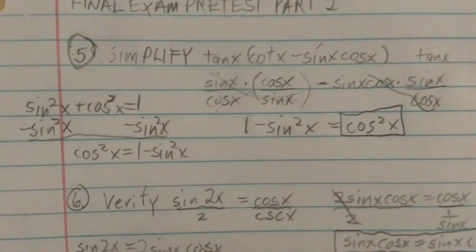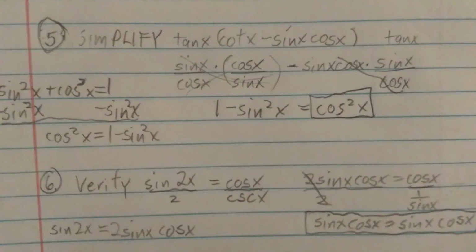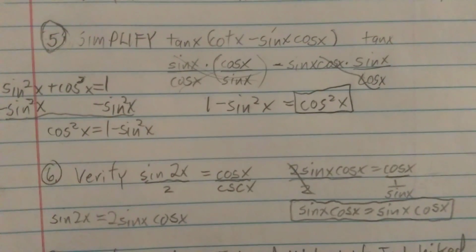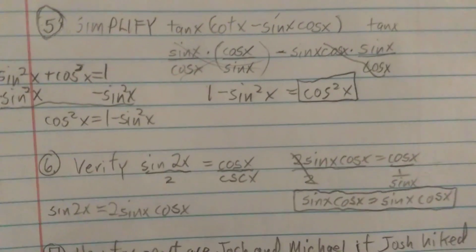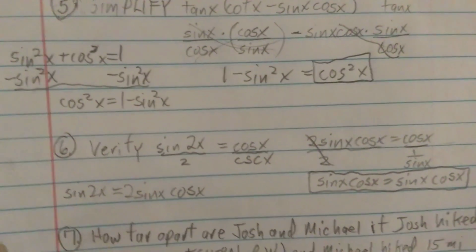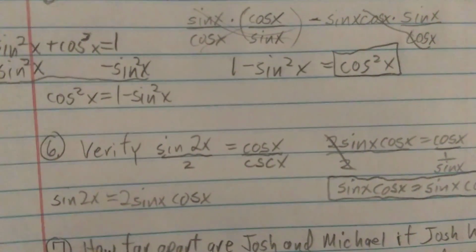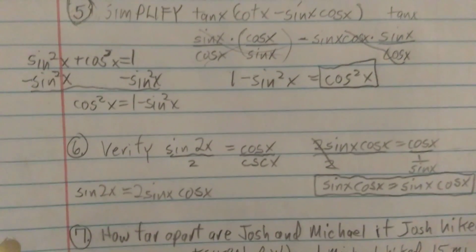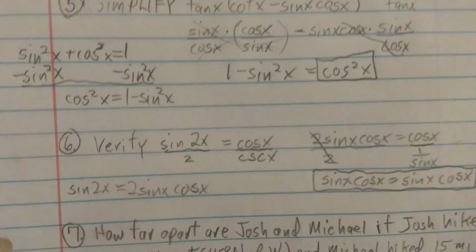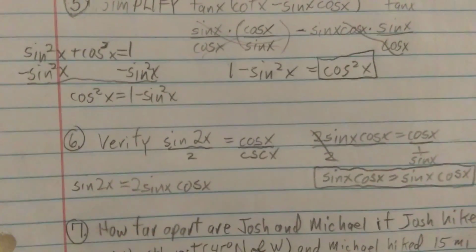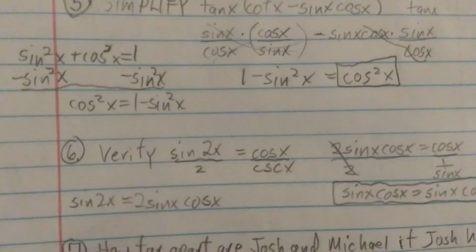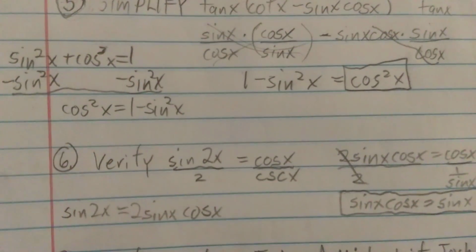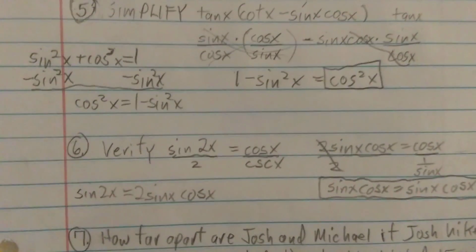Now here we're asked to simplify tangent times parentheses cotangent minus sine cosine. So tangent breaks up into sine over cosine, and cotangent, of course, is its reciprocal, cosine over sine. So multiplying tangent by cotangent should give us 1 because they're reciprocals. And indeed we can see that, having broken them down into sines and cosines.